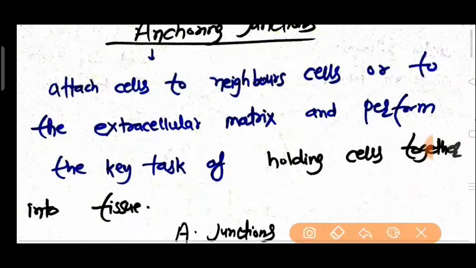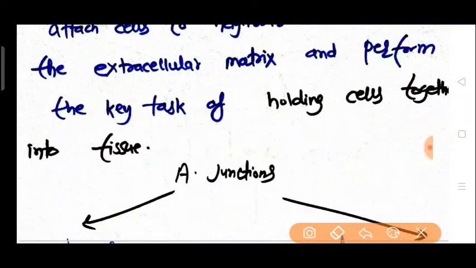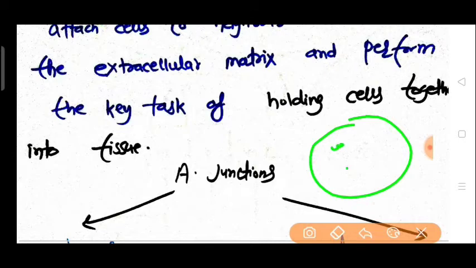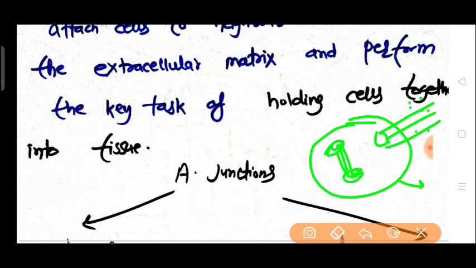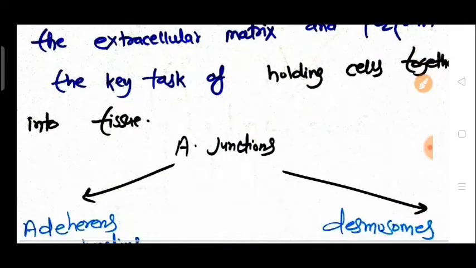Let's see the definition of anchoring junctions. They attach a cell to the neighboring cells or a cell to the extracellular matrix, and perform the key task of holding cells together into a tissue. Assume this is your cell. Anchoring junctions provide linking between cells like this. This is your cell and this is the ECM, extracellular matrix. They provide connectivity from the cell to the matrix, or from cell to cell. That's how they work.